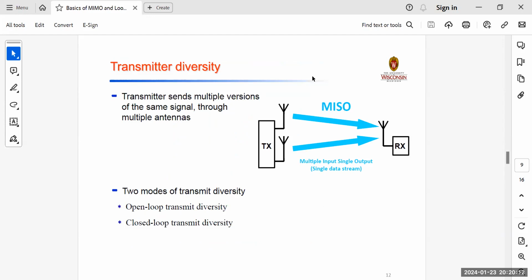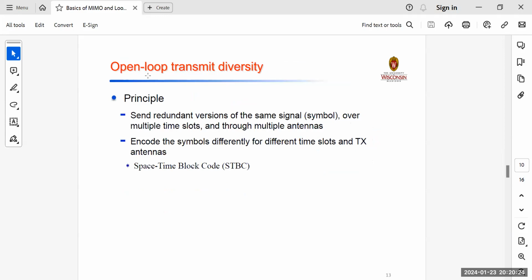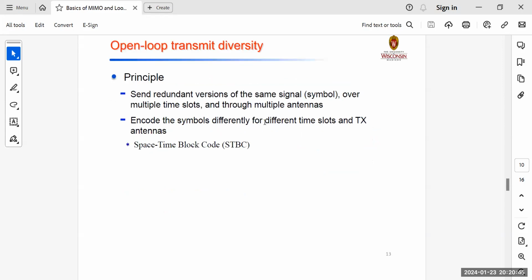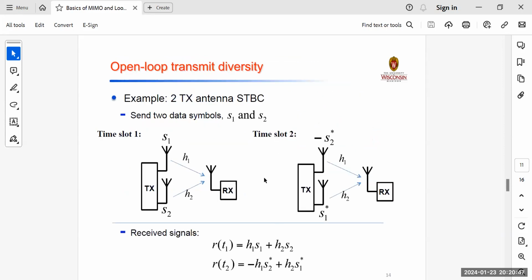With regards to the transmitter diversity, the transmitter sends multiple versions of the same signal through the multiple antennas. There are two modes of transmit diversity: open loop transmit diversity, and the other one is closed loop transmit diversity. Okay, so what is the open loop transmit diversity? In the open loop transmit diversity, the principle is that you send redundant versions of the same signal over multiple time slots and through multiple antennas, right? So let me go to the next slide first.